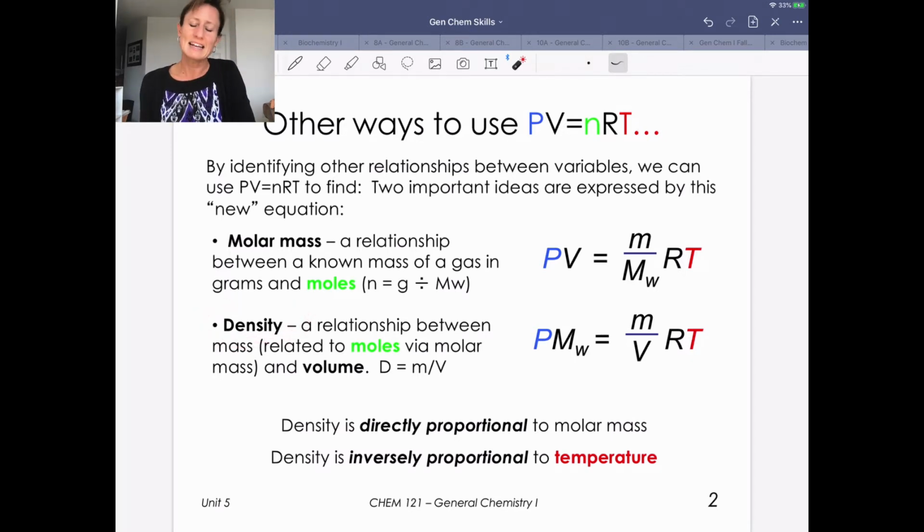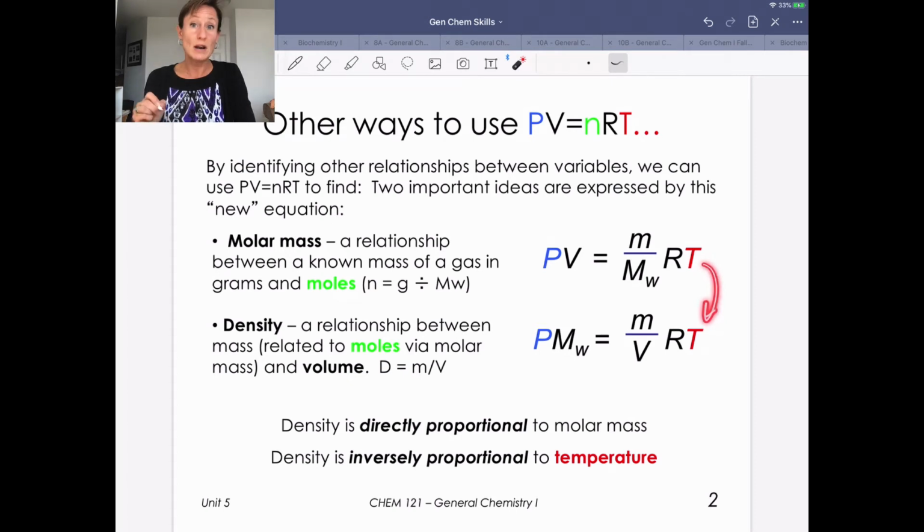Let's relate this to density now. Again, density being a relationship between mass and volume, right? So if we think about n being substituted for m over molecular weight here, see if you can follow this conversion. These two equations, I just swapped these two guys. That's just doing some basic algebra so that molecular weight comes over here and then volume goes in my denominator. So that's all I did, I just switched those variables.